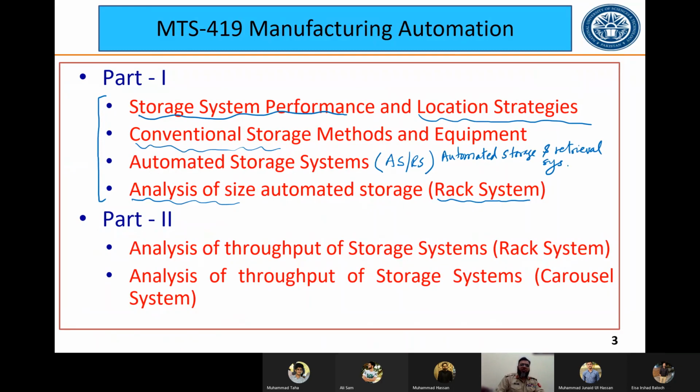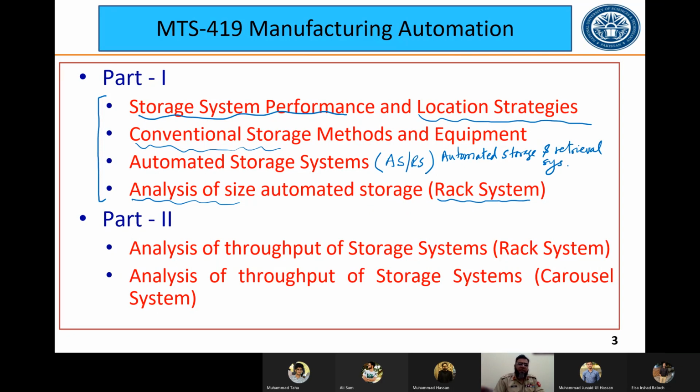So our lecture will comprise of two parts. Part one, which is 14.1, we will be studying the storage system performance and location strategies. We will be talking about conventional storage methods and the equipment. We will be talking about the automated storage system, which is ASRS, Automated Storage and Retrieval System, and the analysis of size of automated storage system, which is a kind of rack system.